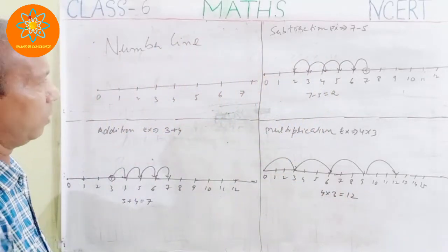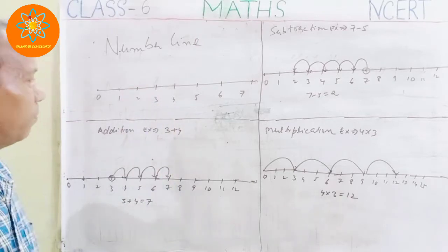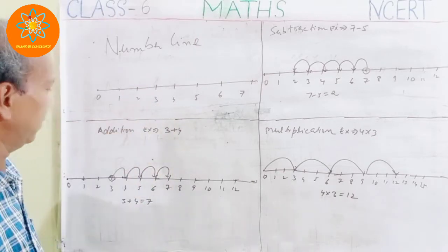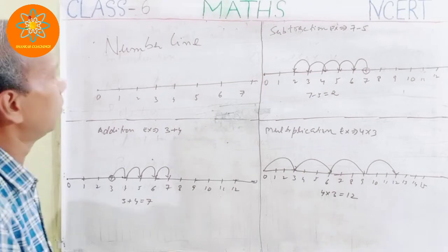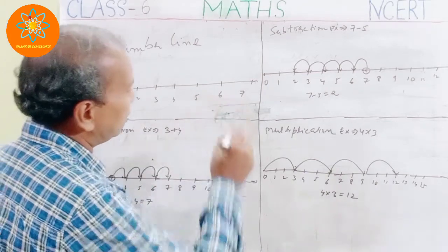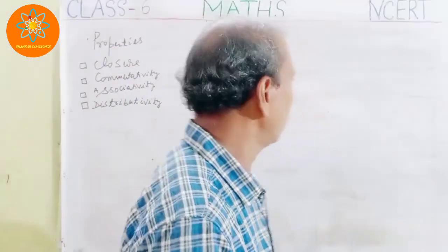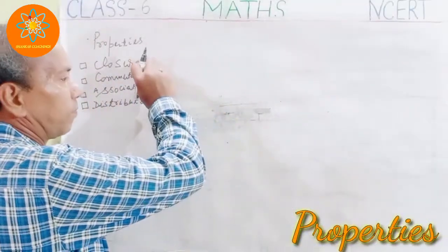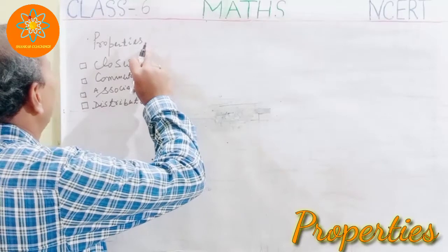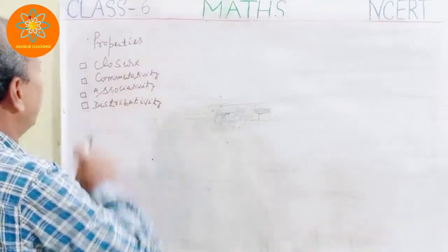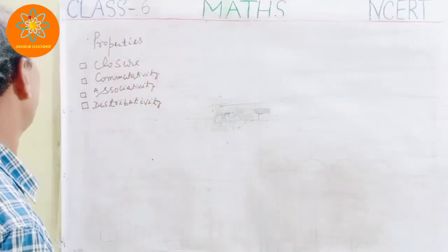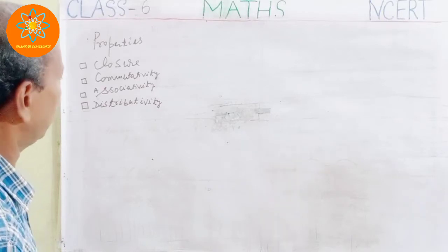So this is all about how we represent the number line, and how to do addition, subtraction and multiplication with the help of the number line. Now we will see the properties. In the properties we have the closure property, commutative property, associative property and distributive property.